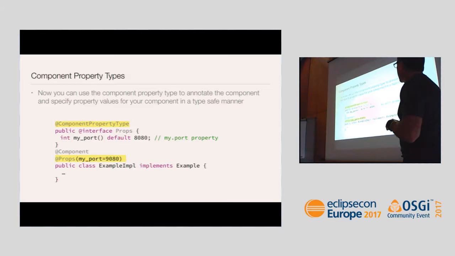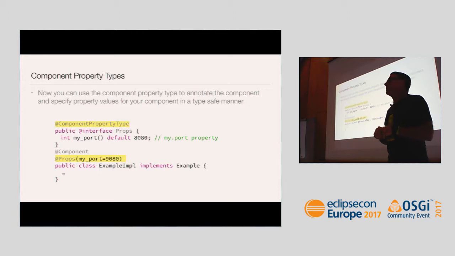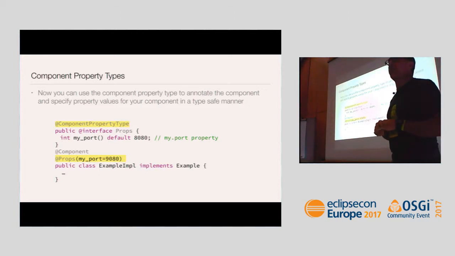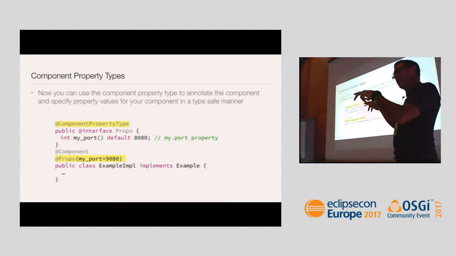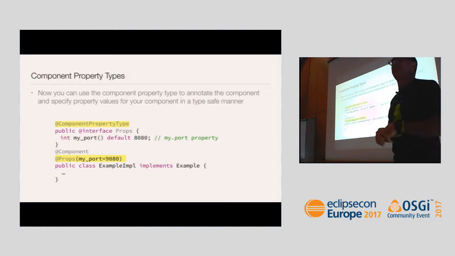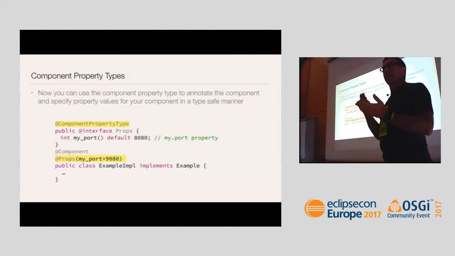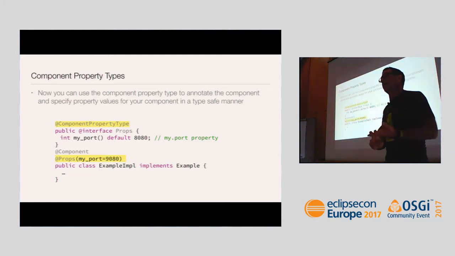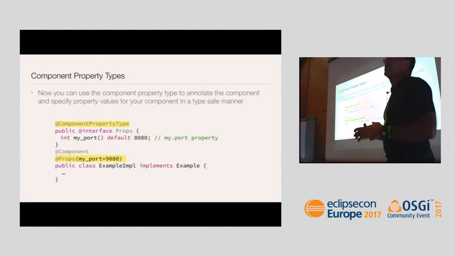So what we do in 1.4, we're introducing a new meta-annotation called component property type. And so if you meta-annotate your component properties with that, you can now also use component properties as a way to set the properties of your component. So this replaces what was on the previous slide. Instead of having to use the property element of component and a string, I can now just annotate my component with props. And I'm going to guarantee to get the right name of the property and the right type of the value, because the compiler will complain if I get it wrong. And that's always nice. So this is a nice productivity improvement for developers.